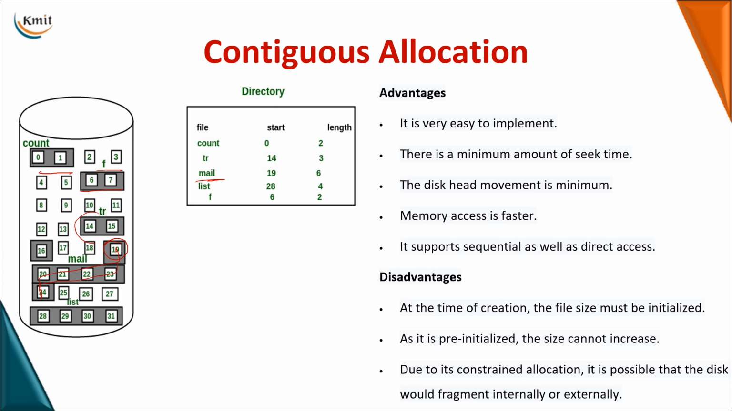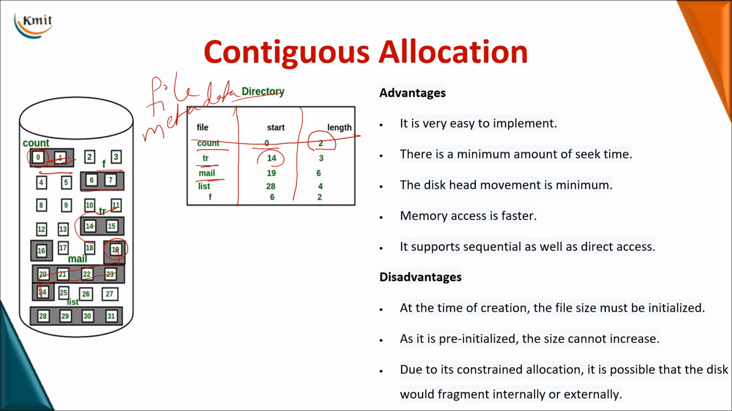But how do you know which file is stored in which blocks? For that we maintain a directory, or file metadata, which gives you the information related to a file. In this directory we write the name of the file, the starting block number and the length. This is not the ending block number, it is just the length. If I go for my file count, you start storing from the 0th block and the length is 2 blocks. So 0 and 1 will contain the data related to count. Similarly, for tr, the starting block is 14 and the length is 3, so blocks 14, 15, 16 will contain the data of tr.